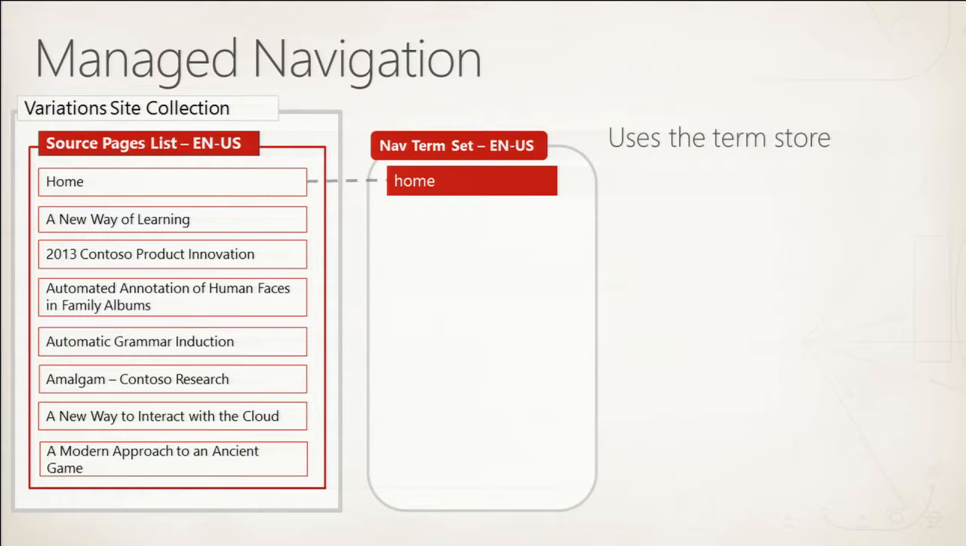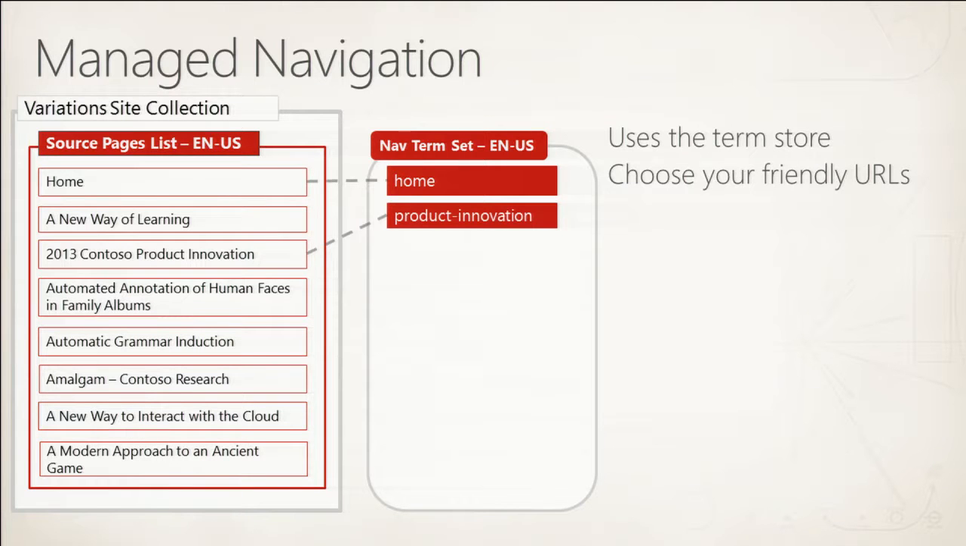Managed navigation also lets you choose the friendly URLs you want to surface. So for example, the 2013 Contoso product innovation, all of these terms are in our demo site, is something that we want to be a top-level nav node. It's something that we want to be in the left nav immediately. But that is a really long URL to send people to.